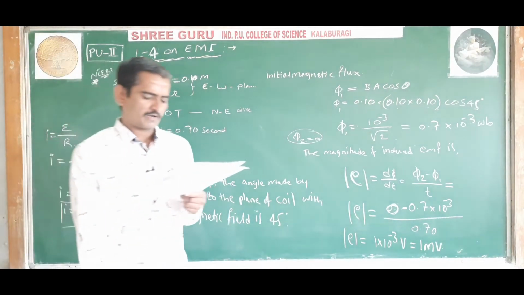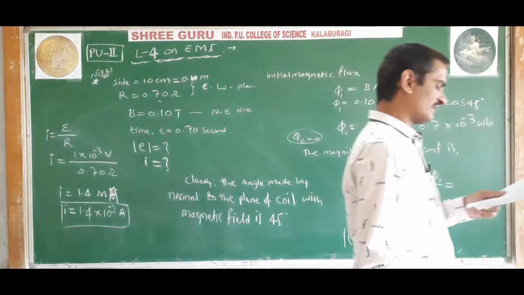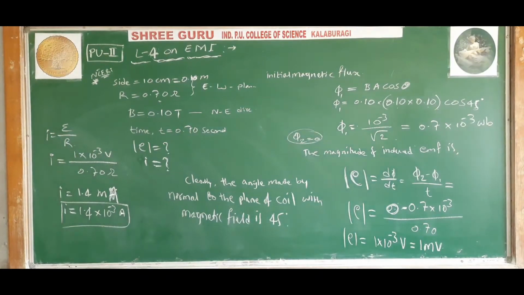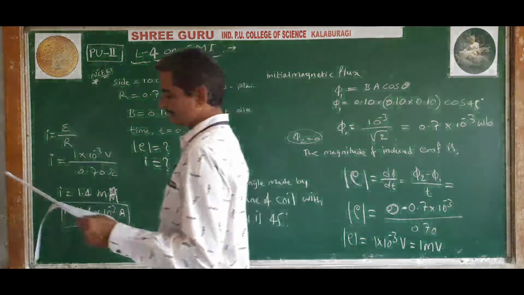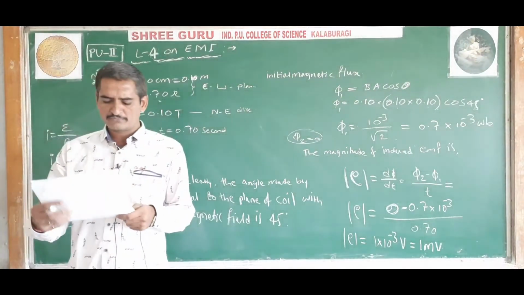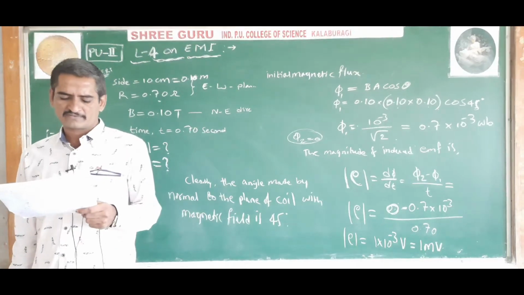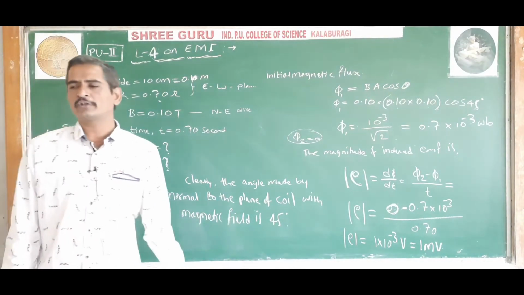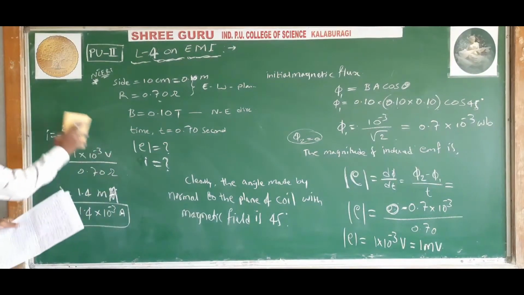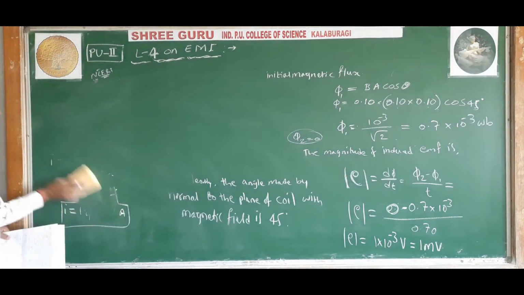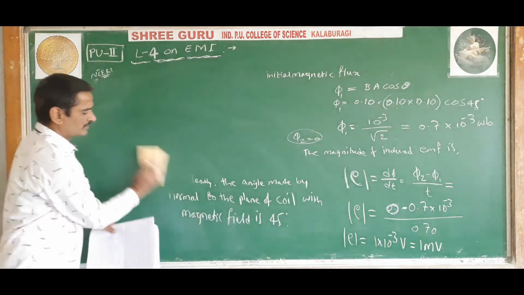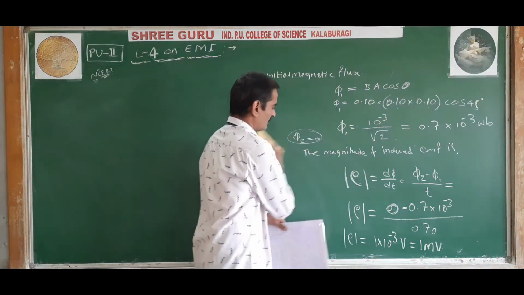Horizontal component of the Earth's magnetic field at the place is 3.0 into 10 to the power minus 5 Tesla.